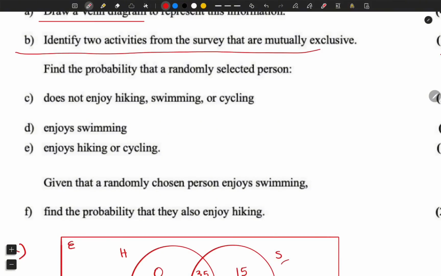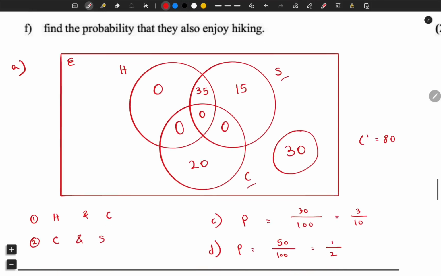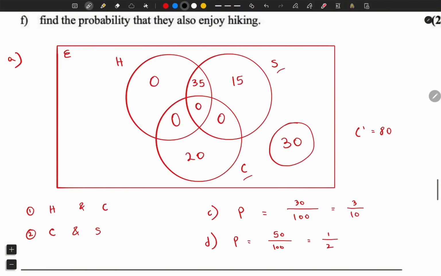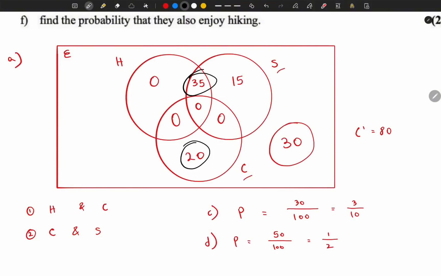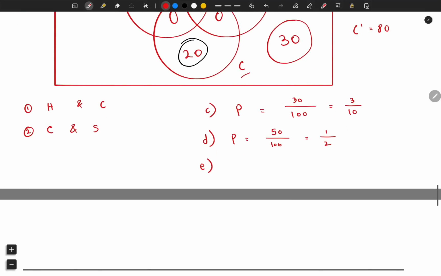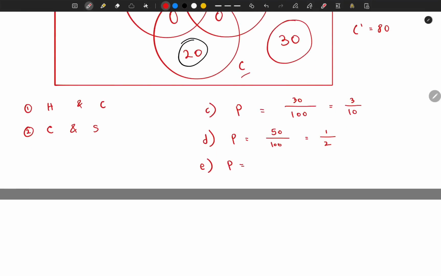Now, in the next part, they have said that we need to find the probability that a randomly selected person enjoys hiking or cycling. So hiking or cycling. So it's either this or this. So the required outcome is 35 plus 20, which is 55. And the total outcome is 100. So overall, this is 11 over 20.